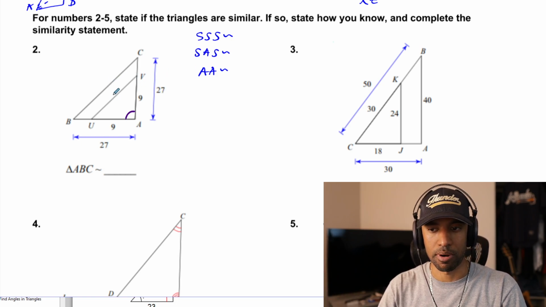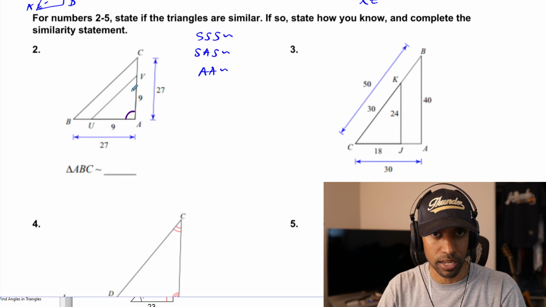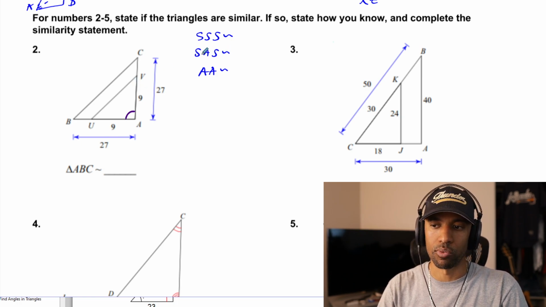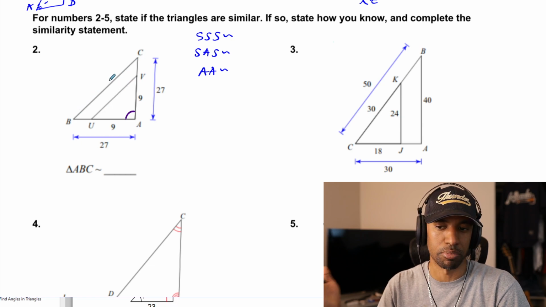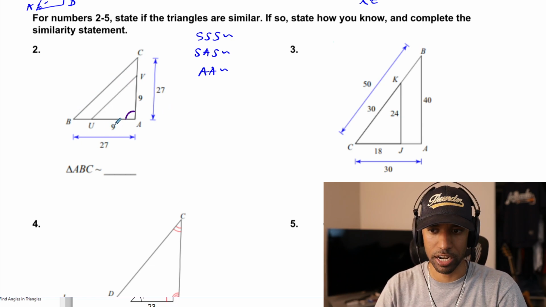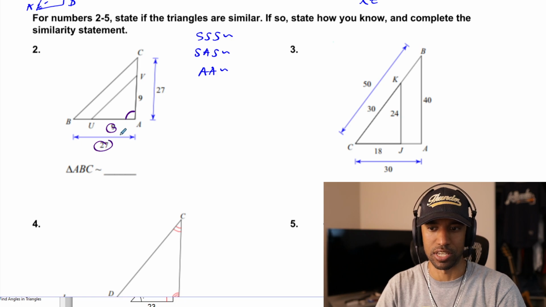I don't know these lines are parallel, so I can't speak on corresponding angles. So my best hope really is to go for the side angle side principle, especially since the third set of sides are completely unknown. Totally not drawn to scale, as that's 9 and that's 27.